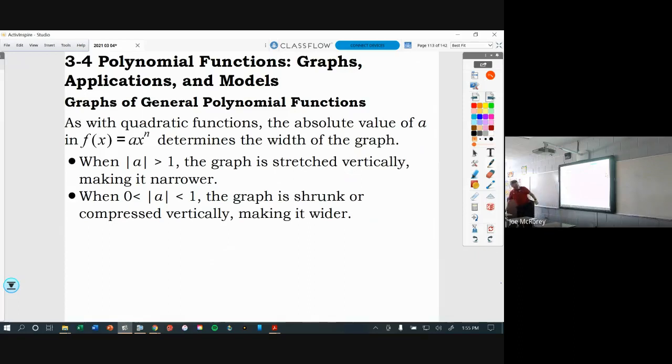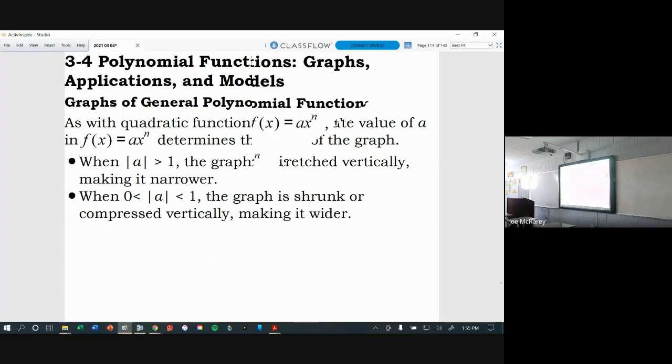If a is between 0 and 1, it's going to compress it. So if a was 1/2, it's going to compress it down this way. If a was -1/2, it's compressing it down this way. Nothing new there.